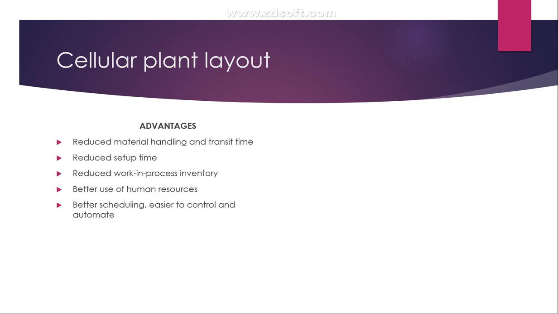Better scheduling, easy to control and automate. We have different cells or assembly lines created for each product, so it's better scheduling. We don't need to wait for product A to be completed in order to produce B. Both products are being produced simultaneously. Scheduling production and controlling the systems would be much easier when compared to all other systems.